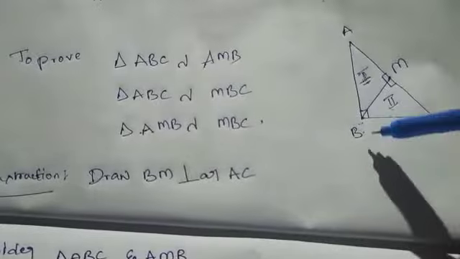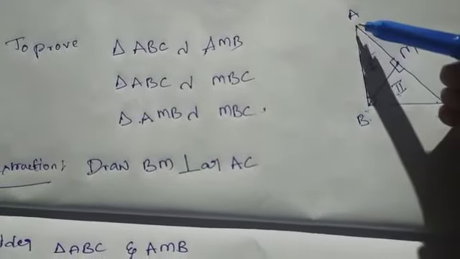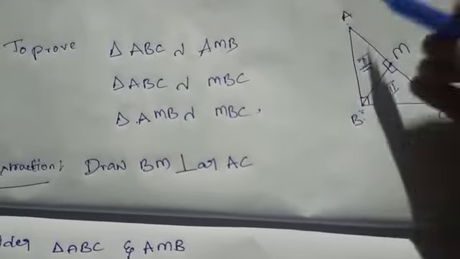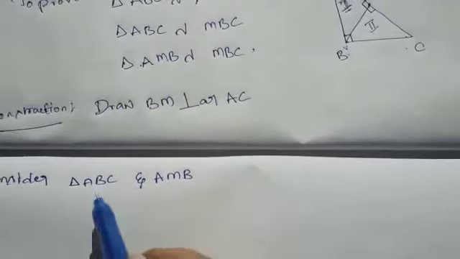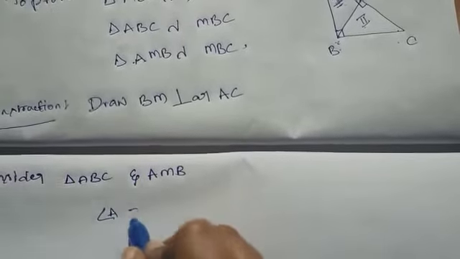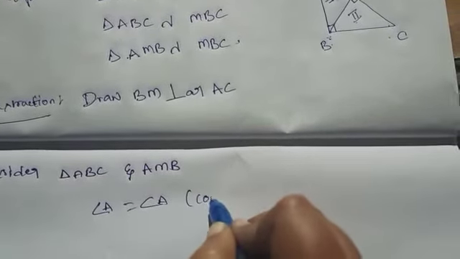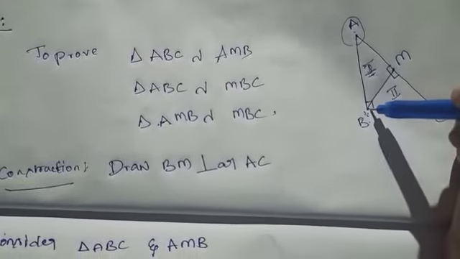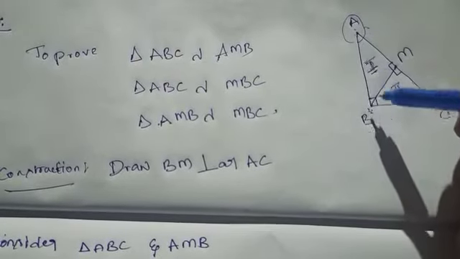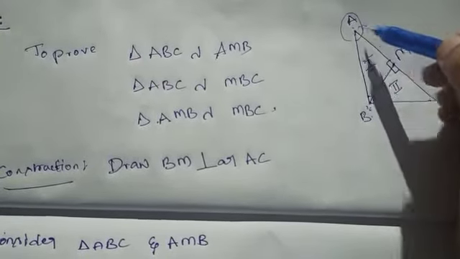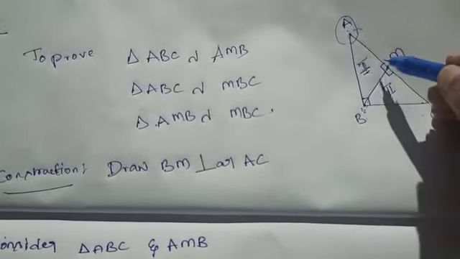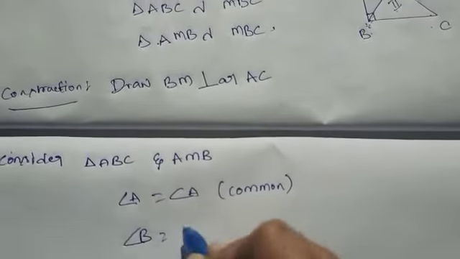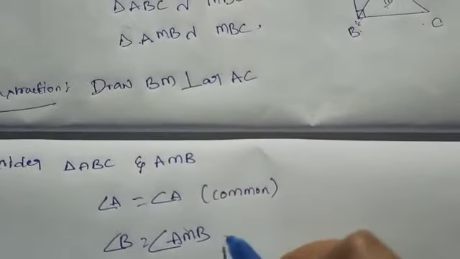See, triangle ABC and triangle AMB. Here A is the common angle. Angle A equal to angle A, common angle. Okay, and angle B equal to 90 degrees, and angle AMB is 90 degrees. Okay, angle B equal to angle AMB, each 90.